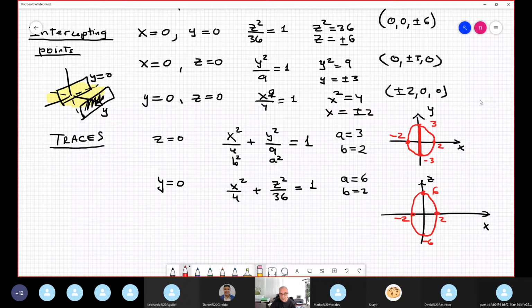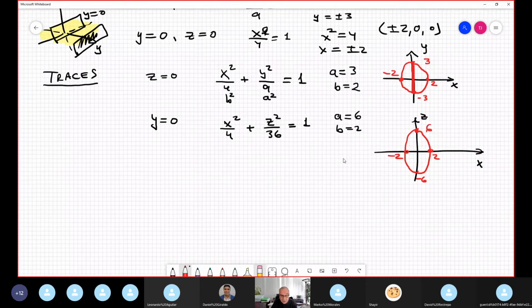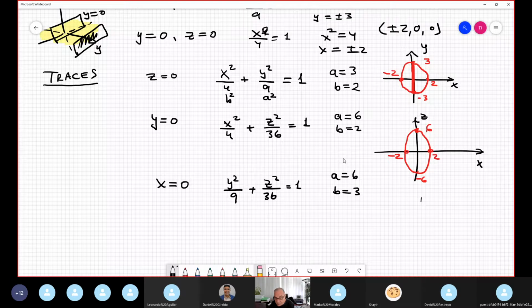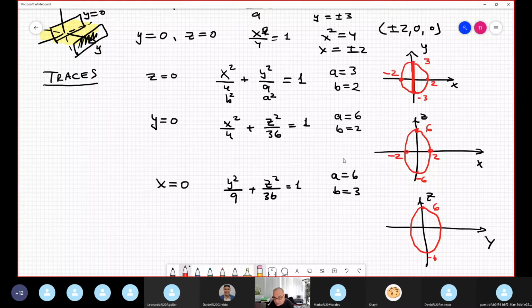When you make a trace, it's like you intersect with the surface, and you generate a cross section, and this cross section is flat, it's in 2D. Now the last trace is when x is 0. So the equation is y squared over 9 plus z squared over 36 equals 1. I discovered that A again is 6 and B in this case is 3. This is the y-axis, this is the z-axis. Again, it's similar. It's another ellipse. The major axis is 6 on the z-axis, and this is 3.